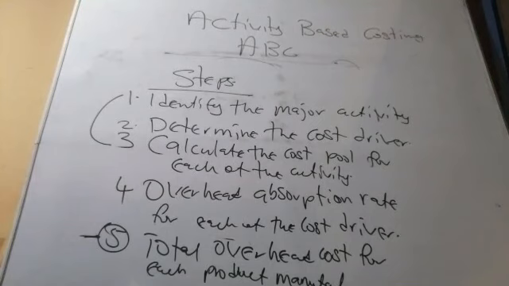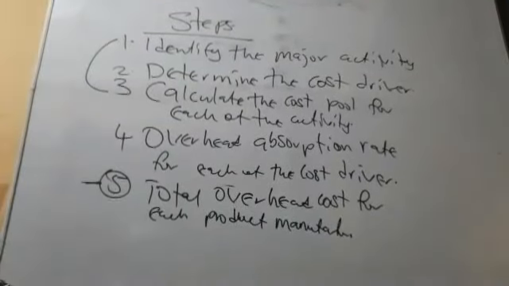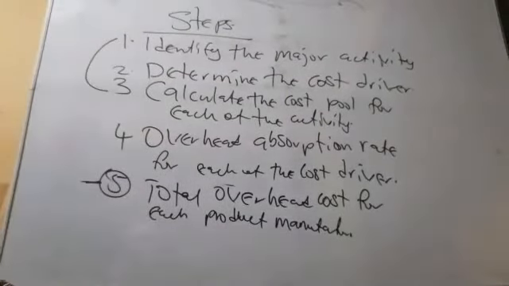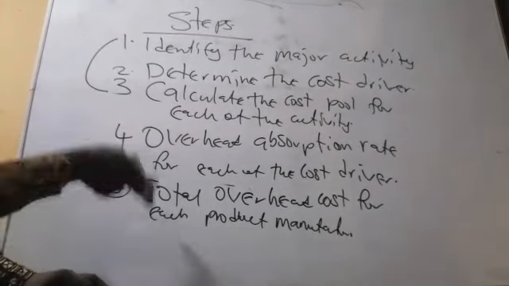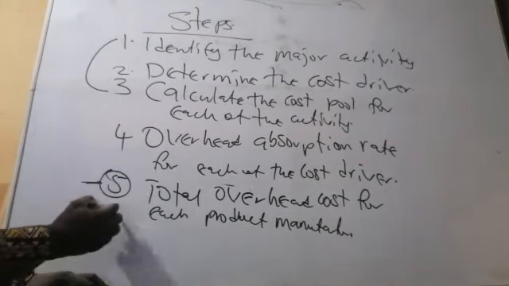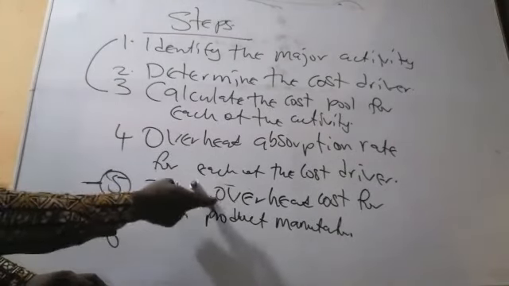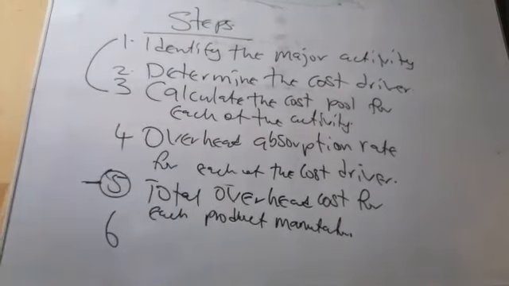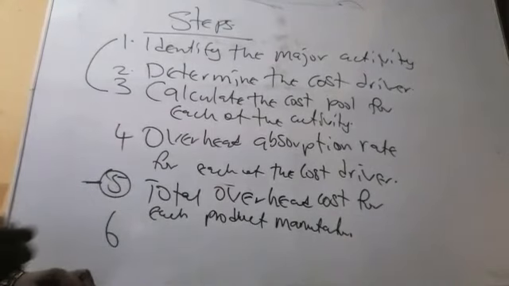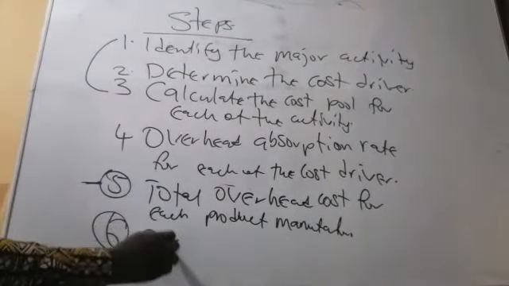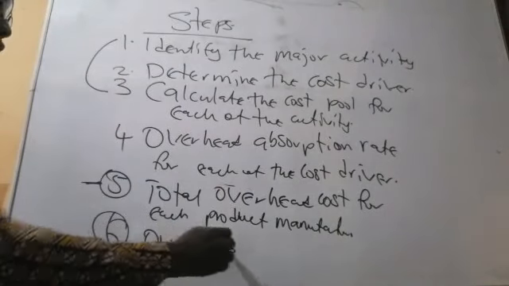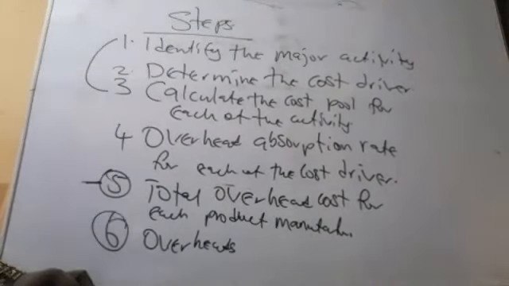So the next and last step is step six. The last step is calculate overhead cost per unit for each of the products. So the previous one is total; the next step is for per unit. So the step, just copy the same thing by making it per unit. So overhead cost per unit for each of the products. Calculate the overhead cost per unit.